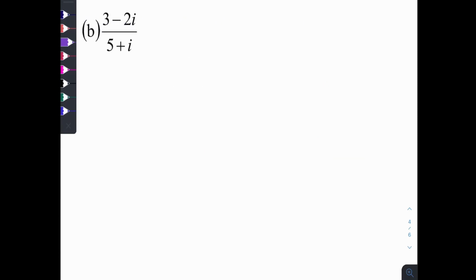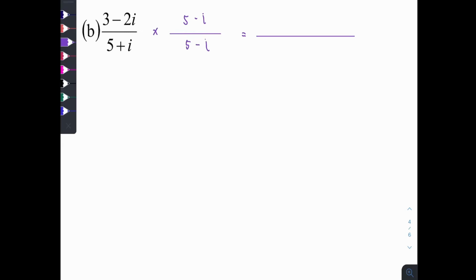Let's practice one more division question before we proceed to the past year question. So for this example, notice that the bottom part is a complex number and you are asked to express your answer in a plus bi form. So the bottom part must be changed into a real number by multiplying with its conjugate. Conjugate of 5 plus i is 5 minus i. So the upper part we shall multiply with the same thing.